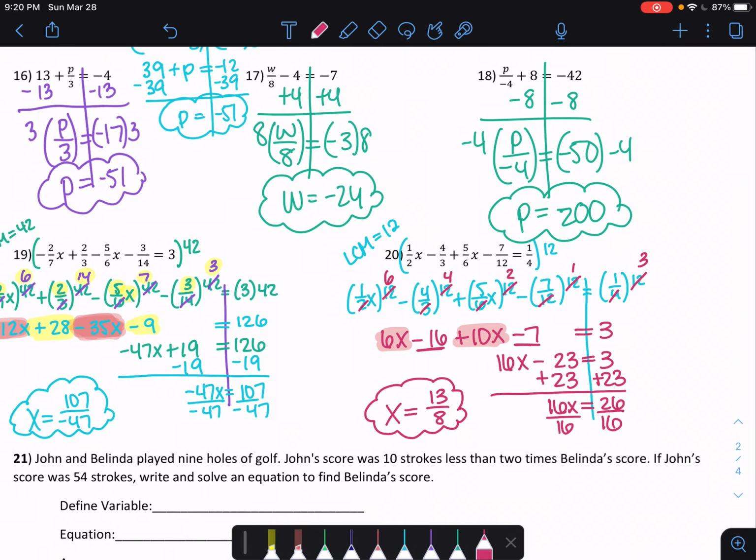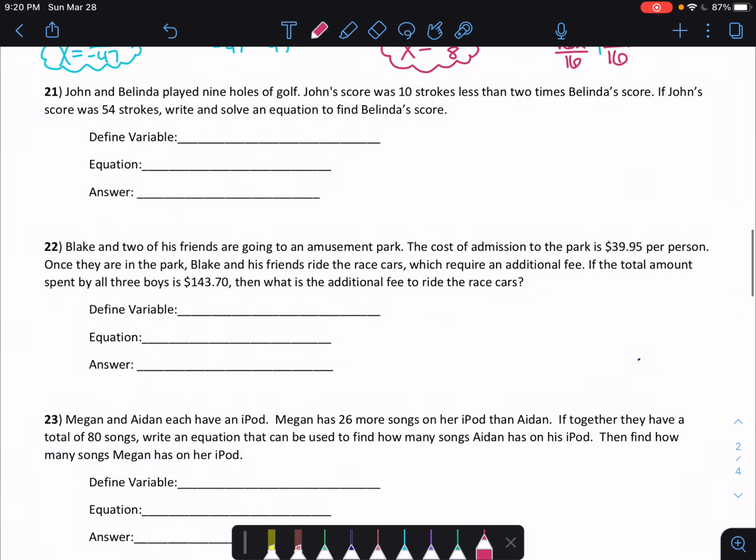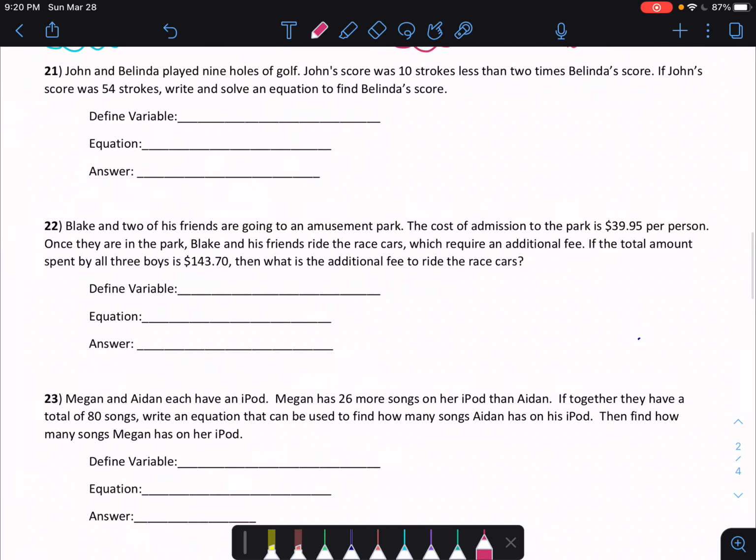That's it for the straight up solving. Now we are going to go into the word problems. So defining a variable, writing an equation, and then answering the question. So number 21 says John and Belinda played 9 holes of golf. John's score was 10 strokes less than 2 times Belinda's score.